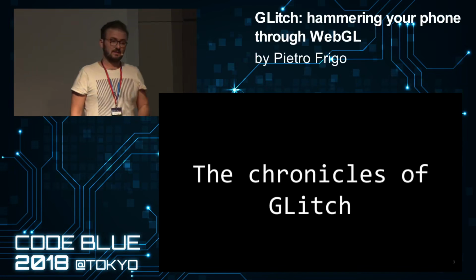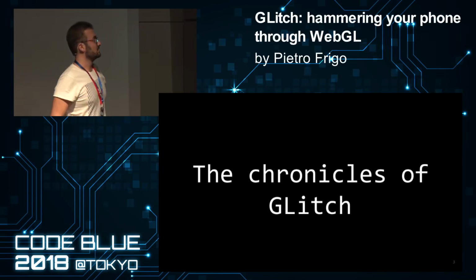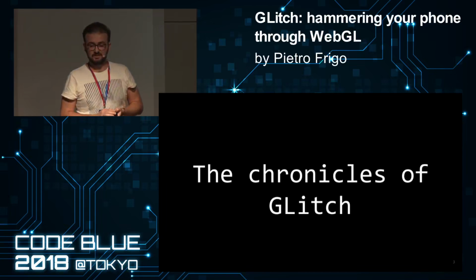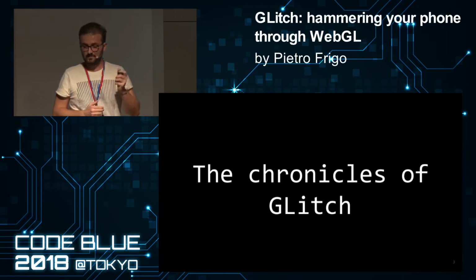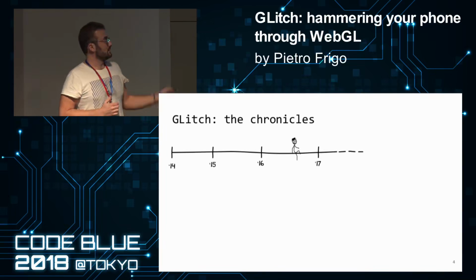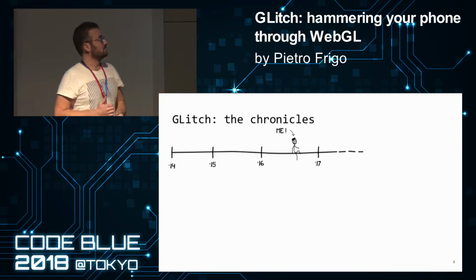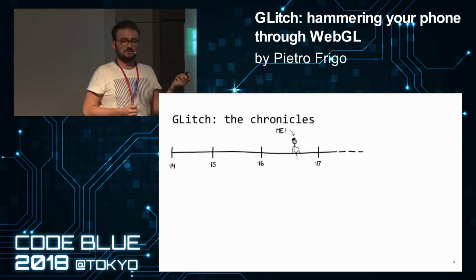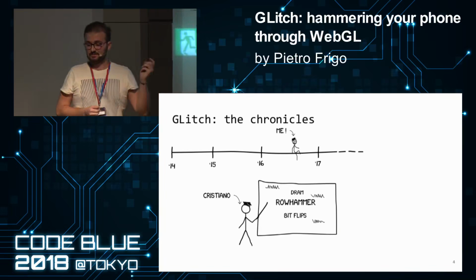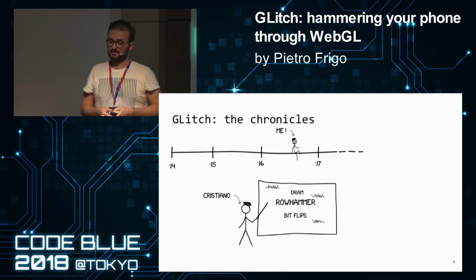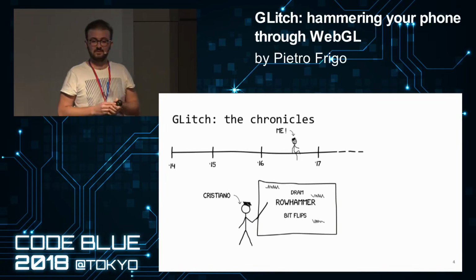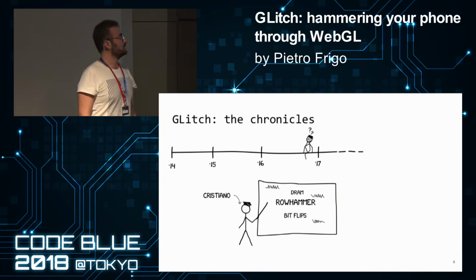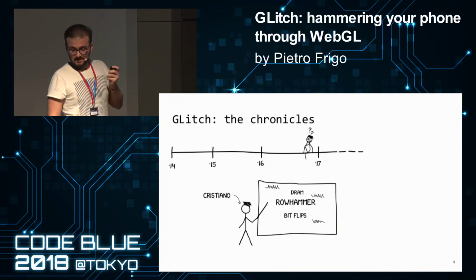Now, to understand the context we're working in, I'm going to go through the chronicles of Glitch, just to give a bit of contextual background and why we did this. So this is a timeline, and that little guy there is me. It was mid-2016, I was looking for a master thesis, and I met Cristiano, now my advisor, who was talking about Rowhammer, DRAM, and bit flips at a conference. At that time, I didn't know anything about this, so I was kind of confused. I didn't know what was going on.